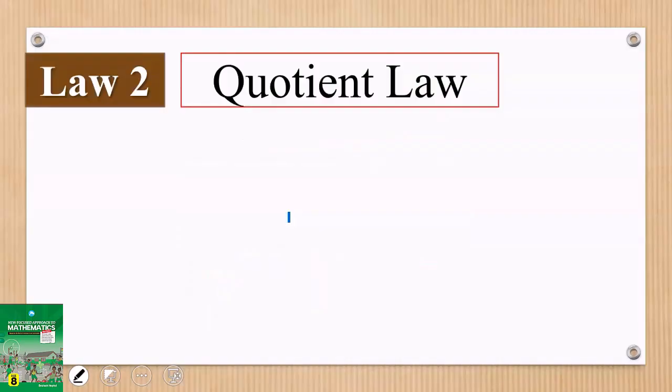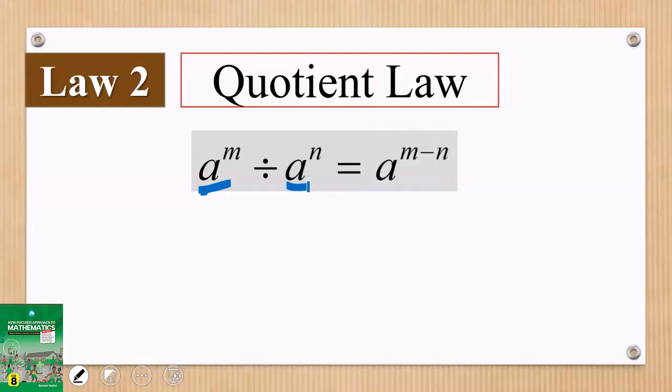Law number 2, we call it the quotient law. The quotient law says that it's directly opposite. If I'm dividing two numbers with different exponents and the bases are the same, I could just subtract the exponents and get the result. For example, if I say 3 exponent 4 divided by 3 exponent 3, I'm going to write 3 exponent 4 minus 3, which of course will give me 3 exponent 1. But a number to an exponent of 1 is the same as the number, so we keep it like that.